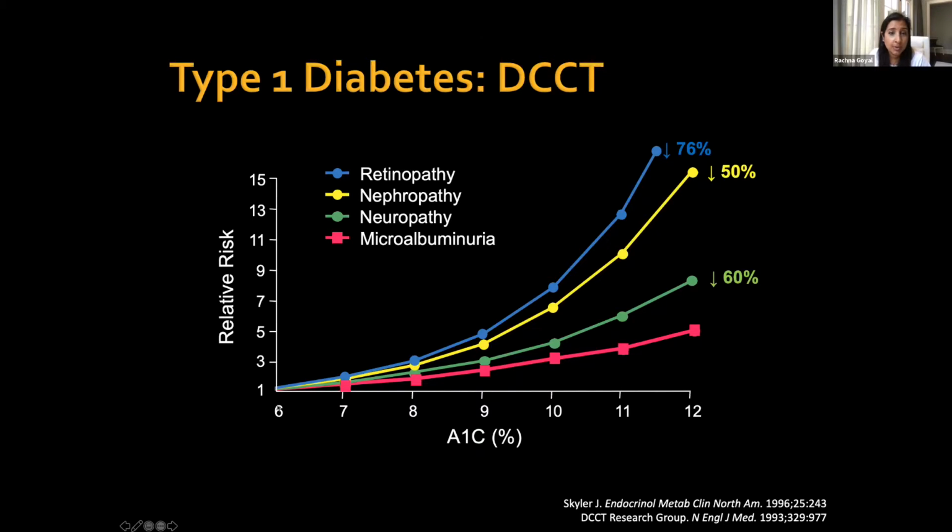So if you look, as you go up in your A1C by a point from 6 to 7 to 8 and so on, the relative risk actually increases. So you're able to decrease retinopathy by about 76%, nephropathy by about 50%, and neuropathy by 60%, which is pretty phenomenal. So it's really important, even at the onset of the diabetes, to really hone in a lot of the stuff for our diabetics.